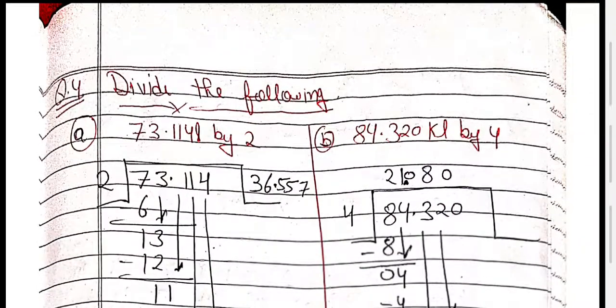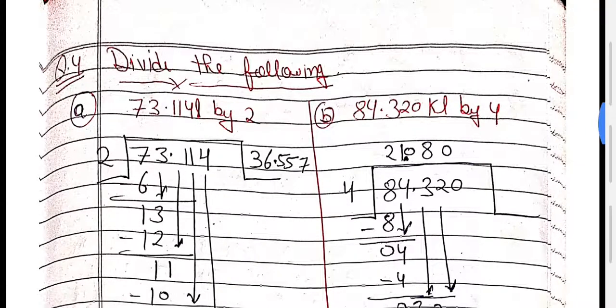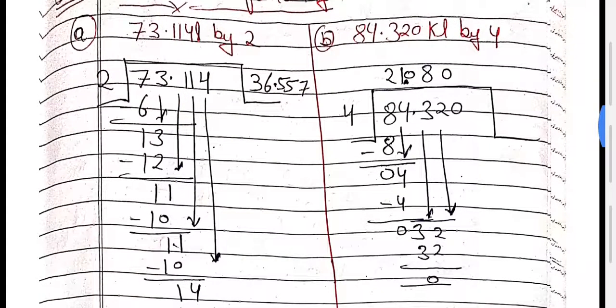Now come on, divide the following. You have to divide 73.114 liter by 2. Just write the number here and divide it by 2. Now just do divide. 2 3s are 6, minus, 1 remains here. Now write the next number, that is 3. Now 2 6s are 12, minus, becomes 1. Now write the next number 1 here, it becomes 11.